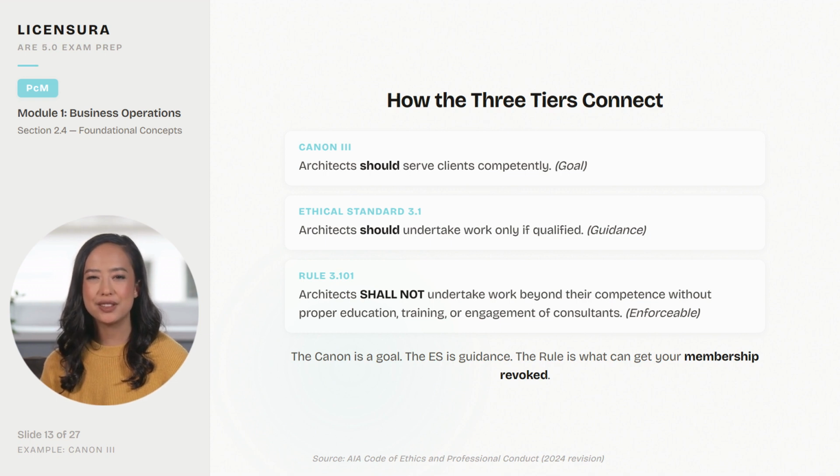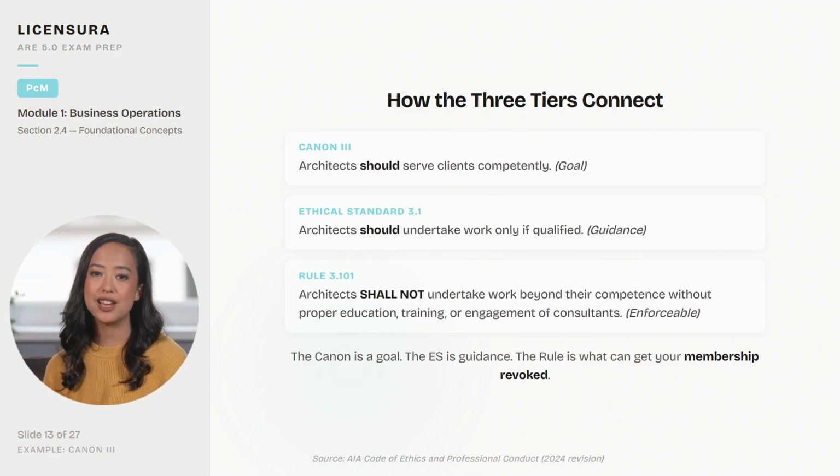See the progression? The canon sets the goal. The ethical standard provides guidance. The rule draws the line you can't cross. So when the exam asks, which of these is required, look for a rule, not a canon or ethical standard. When a question describes behavior and asks if it's a violation, only rules can be violated. Falling short of a canon might be disappointing, but it's not punishable.